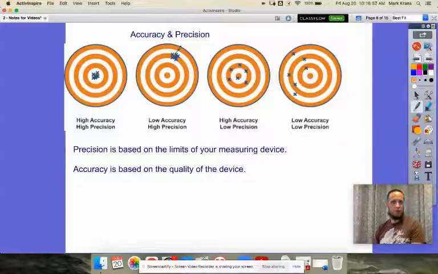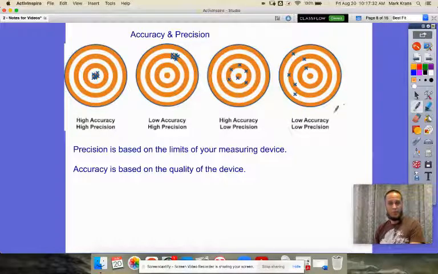So like if you're not using your ruler properly, or it's just a bad ruler that you can't read the numbers or something, okay, the precision is based on the limits of your measuring device. Okay, some things have lots and lots of little dashes that let you be more and more precise. Some of them have big spaces between their dashes on a ruler or something like that, or a stopwatch might go to the hundredths place or the thousandths place. So the limit of your measuring device determines how precise it is. Okay, the accuracy is the quality of the device and really the quality of the user.